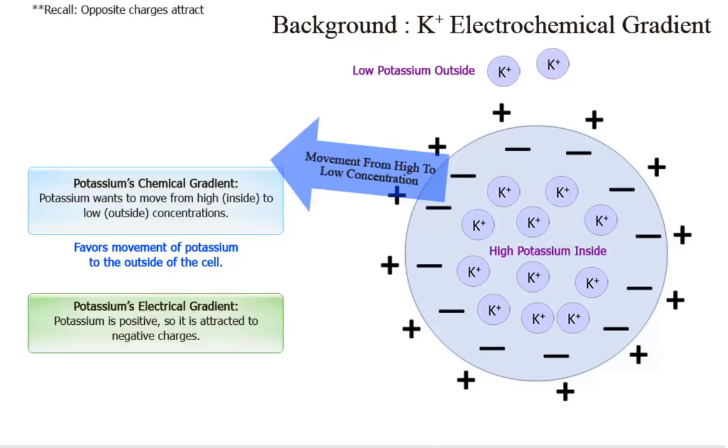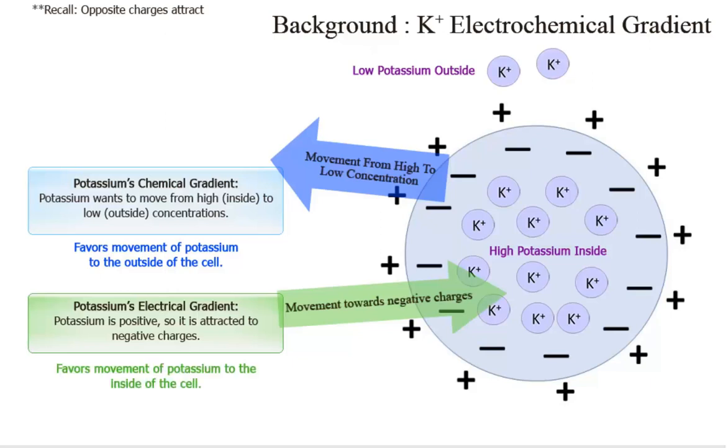But now let's look at potassium's electrical gradient. Potassium is also positively charged, meaning that it is attracted to negative charges. So potassium's electrical gradient would favor the movement of potassium into the cell, where you have more negative charges. So unlike sodium, potassium has two opposite driving forces. One driving force favors it moving out of the cell, and the other driving force favors its movement into the cell.